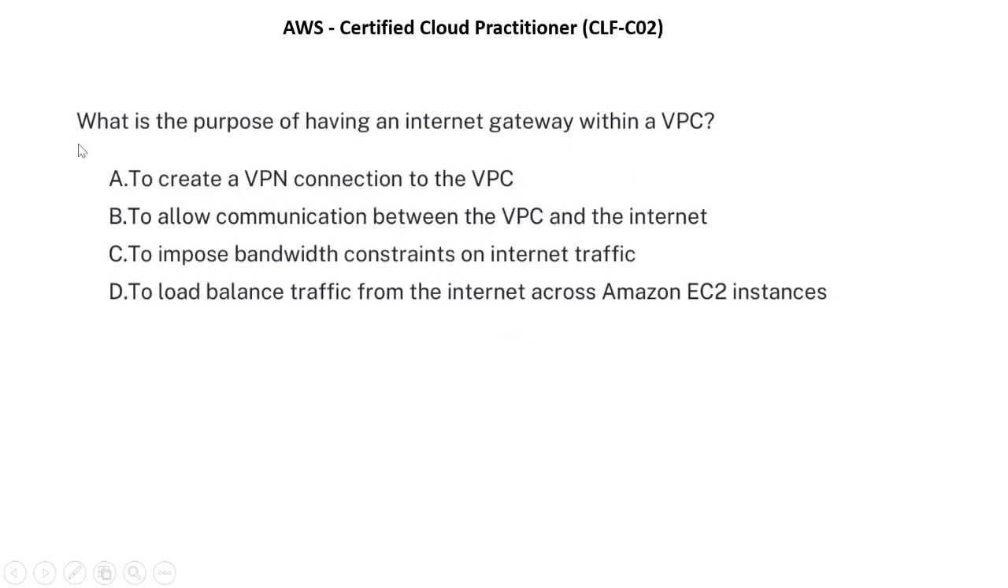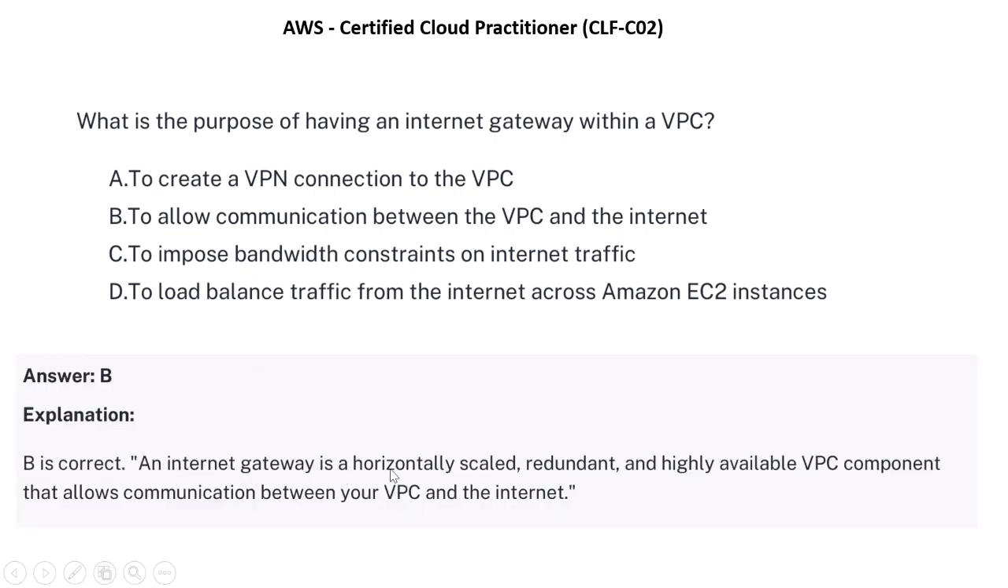Next question. What is the purpose of having an internet gateway within a VPC? Options are option A, to create a VPN connection to the VPC. Option B, to allow communication between the VPC and the internet. Option C, to impose bandwidth constraints on internet traffic. Option D, to load balance traffic from the internet across Amazon EC2 instances. The correct option is option B. An internet gateway is a horizontally scaled, redundant, and highly available VPC component that allows communication between your VPC and the internet.